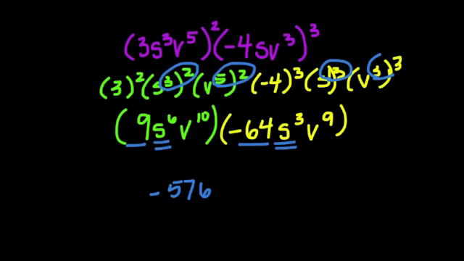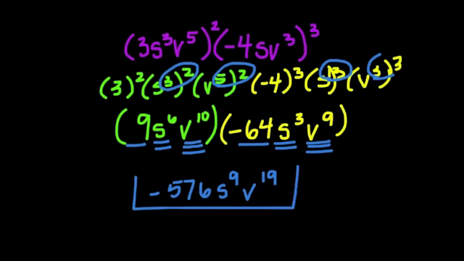And then again, we're going to combine what we can with our terms. So here's s to the 6th and times s to the 3rd. And this part is where I add my exponents together. So 6 plus 3 would give me 9. And then we're going to combine our v's as well. So that would give me v, again combined by adding 10 plus 9 would give me 19. So the final answer here, once I've simplified it all the way out, would be negative 576 s to the 9th, v to the 19th.